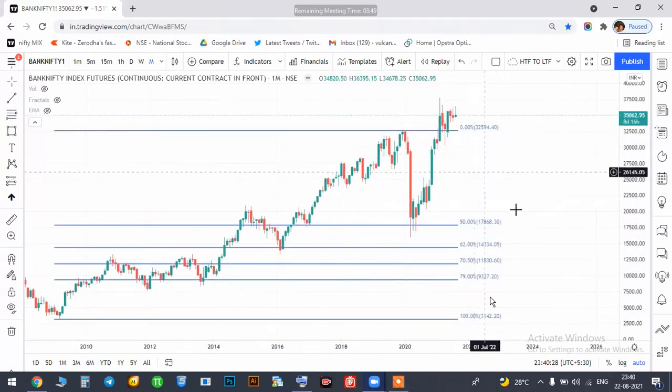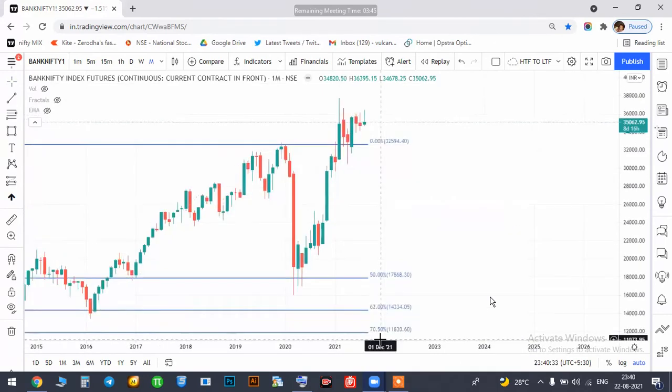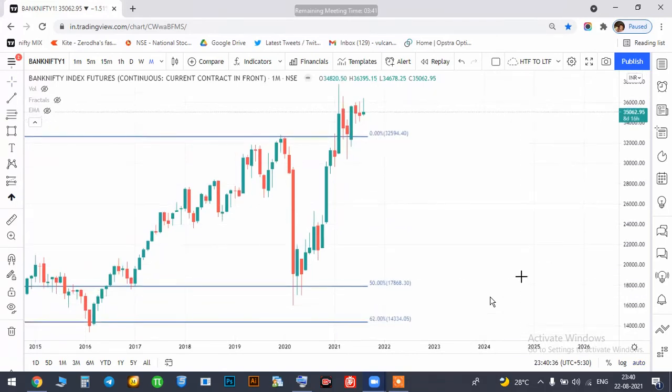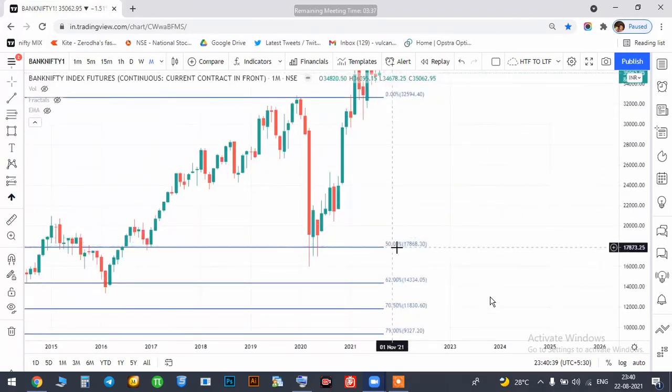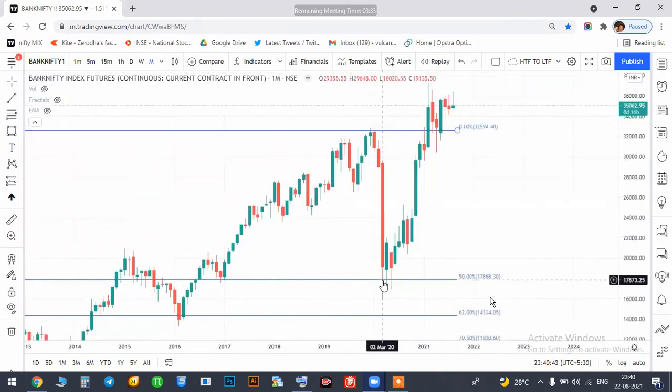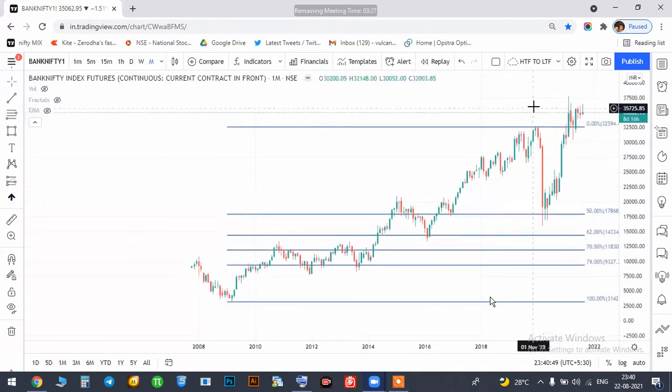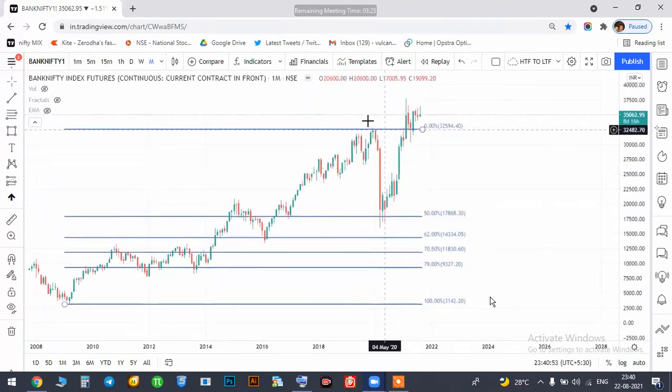Can you see where the Corona move ended? Can you see this level? What is this? This is near 50. So why did the Corona move end at 50? This was pre-planned market liquidity targeting at the 50. This is not due to Corona.